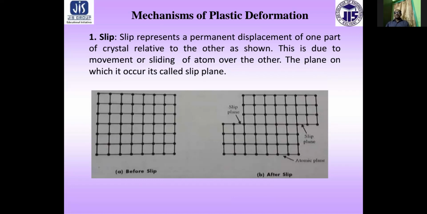Slip planes usually occur at the most closely packed planes, that is, planes of maximum atomic density. Such planes obviously will be widely spaced, that is, the interplanar distance between such planes is more. The slip direction is the direction in the slip plane in which the atoms are closest to each other, that is, where linear atomic density is highest.